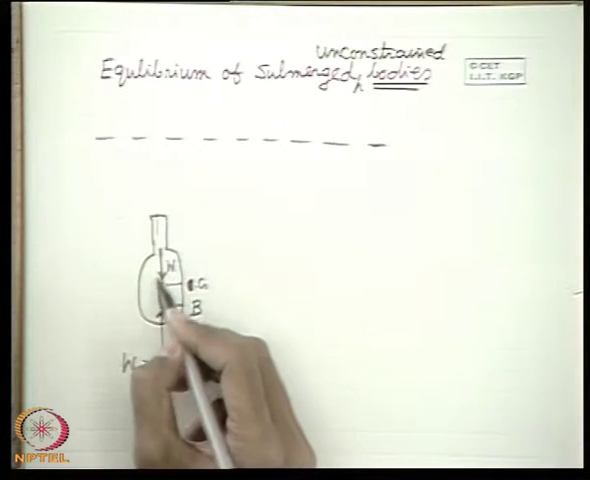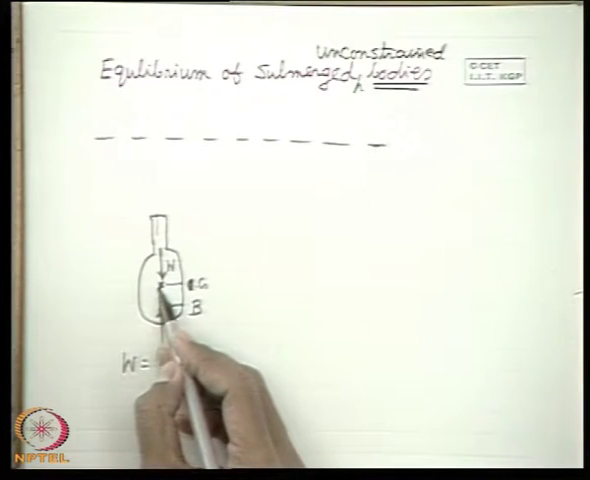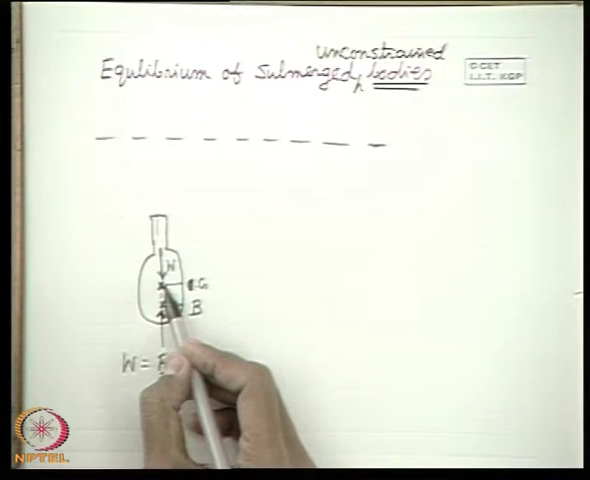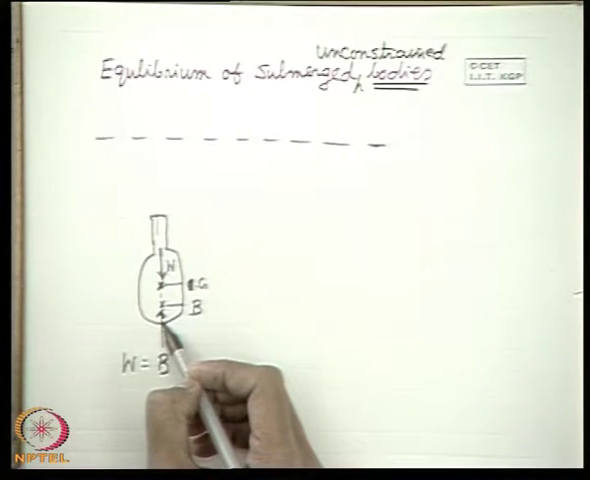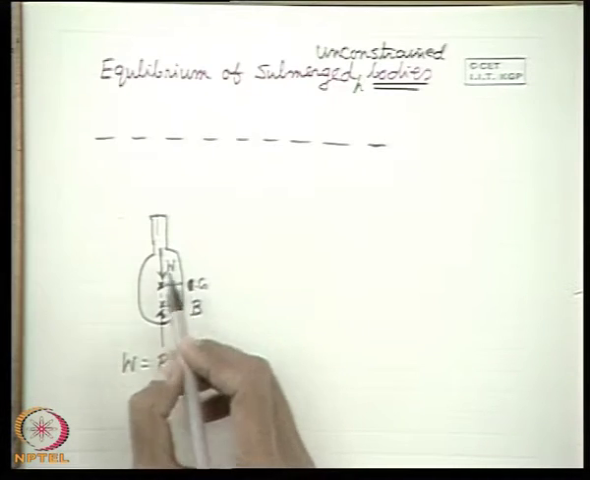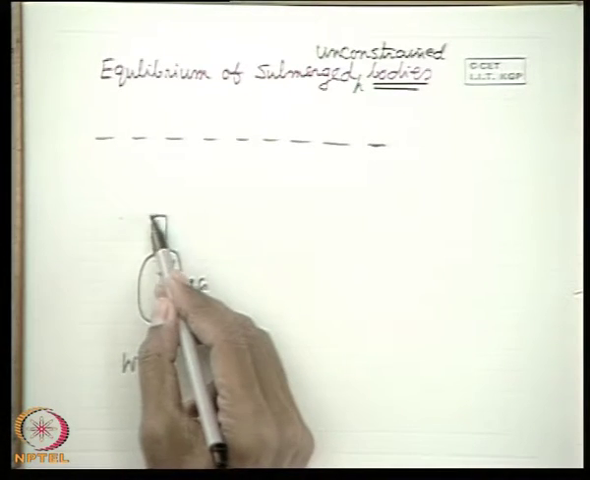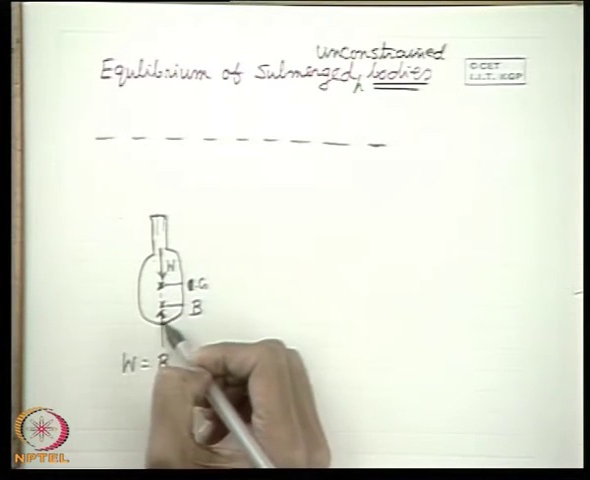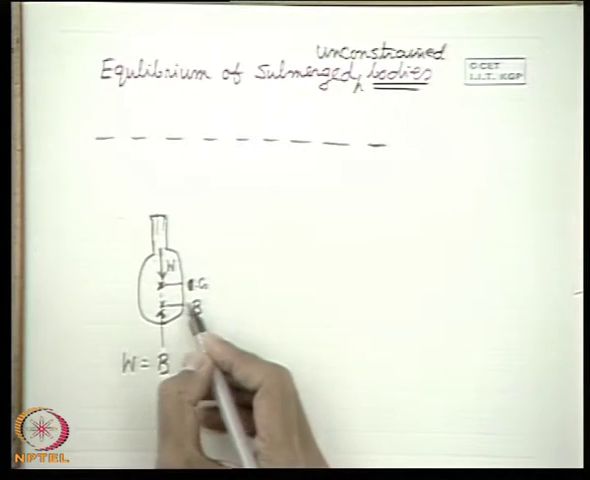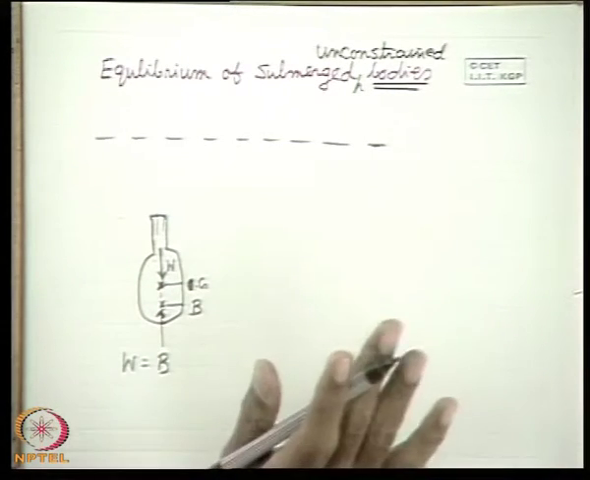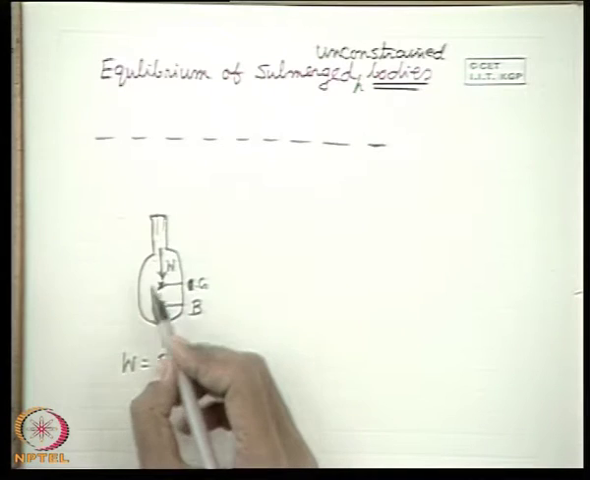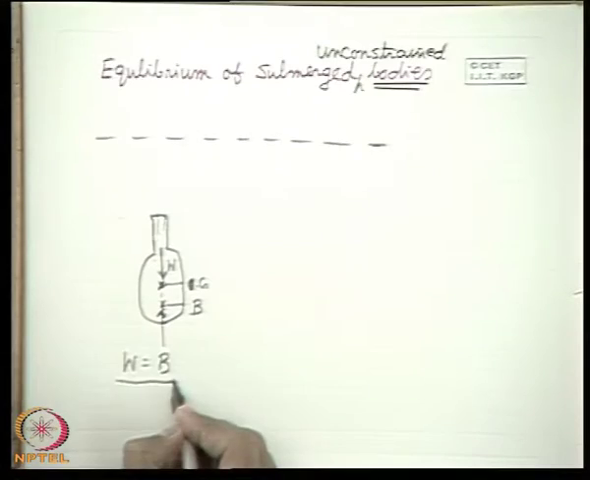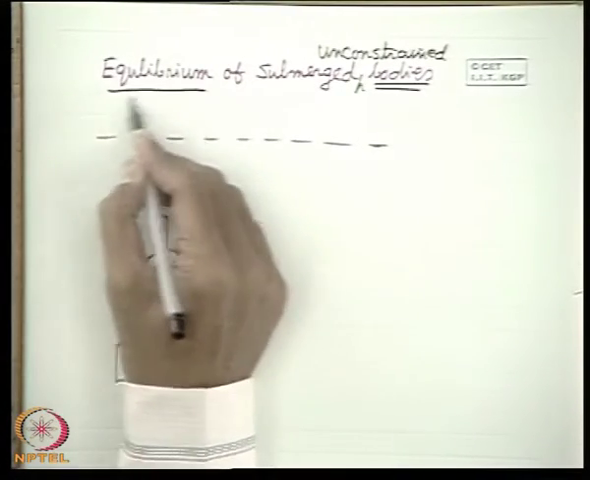So, they should be on the same vertical line, but there may be a displacement between G and B along the vertical line. G may be above B, or below B, depending upon the relative distribution of mass and weight. If mass is uniformly distributed throughout the volume, then of course G and B coincide, but in general they need not be coincident. But even if they are not coincident, they should be collinear. So, this is the condition of equilibrium of a submerged body.